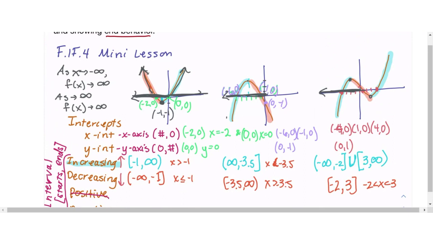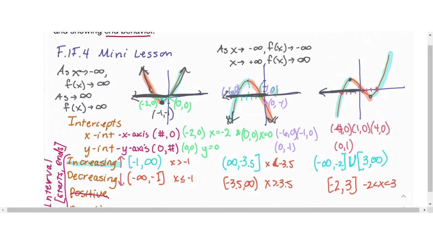So this one, both of them are going down. So as we go to the left, it goes all the way down. And if we went all the way to the right, it would go all the way down. So we would say as x goes to negative infinity, f of x goes to negative infinity because that means down. And then the other one, as x goes to positive infinity, if you want to put the positive, you can, f of x also goes to positive infinity. So that is what those things mean.